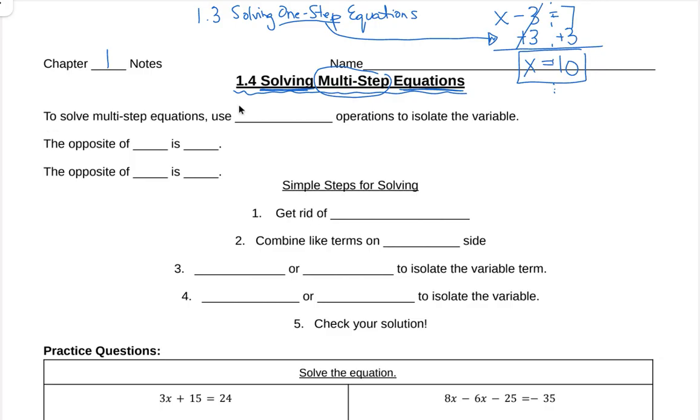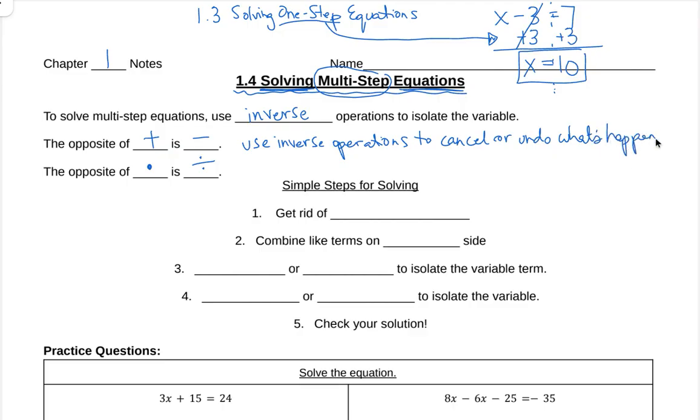To solve multi-step equations, use inverse operations to isolate the variable. We already know about inverse operations because we've been talking about them with expressions and also in 1.3. So the opposite of addition is what? Subtraction, okay? And the opposite of multiplication is division, all right? So remember, we use inverse operations to cancel or undo what's happening, okay?